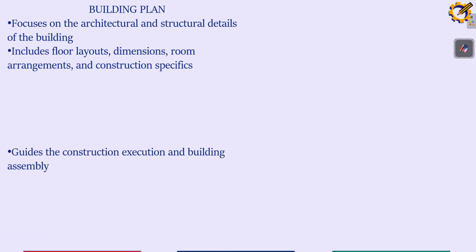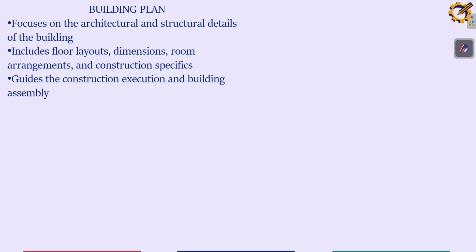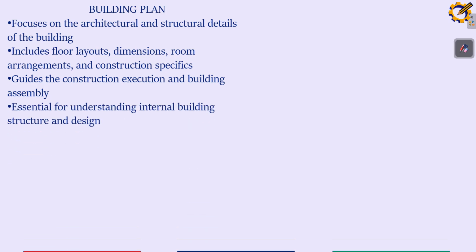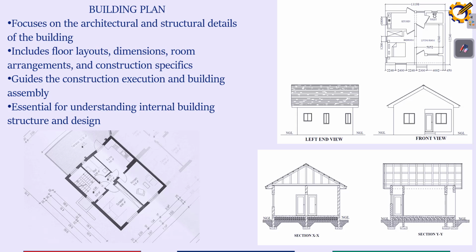A building plan also guides the construction execution and building assembly. That is where you have the working drawing, the depth of foundation, all of those things. A building plan shows all of that. It is essential for understanding internal building structure and design. You can only get these on the building plan, not the site plan. This is a typical example of a building plan. A building plan shows the aerial view, the elevation, the sectional view and the likes. These pictures you are seeing where my cursor is hovering on my right-hand side, I think this is the assignment for past set.